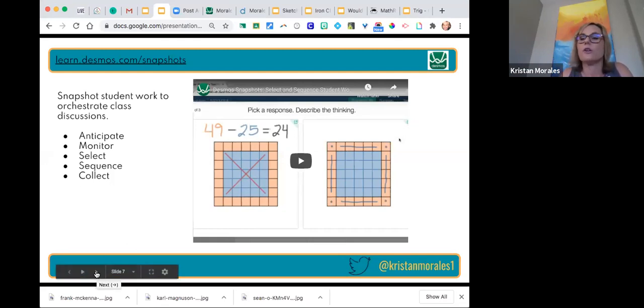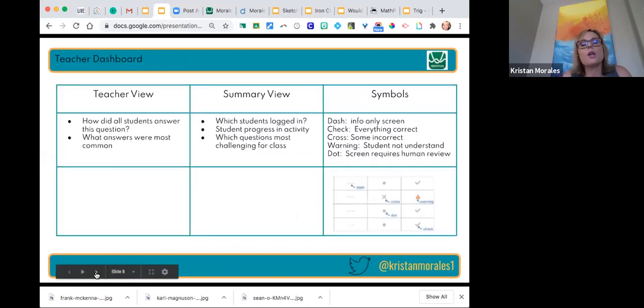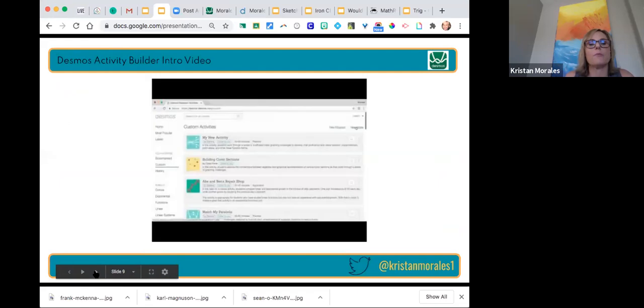There's a little video that you can watch on your own if you want to learn more about snapshots. Also, notice when I'm in the teacher dashboard, there are all these different symbols like dots, X's, and check marks, right? I made a little page showing you what each of those means. The dashes mean it's an information-only screen. If it has a check, it means everything's correct. A cross means some things are incorrect, and there could be a warning that shows the student doesn't understand at all. Or a dot just means it requires human review to grade or evaluate.